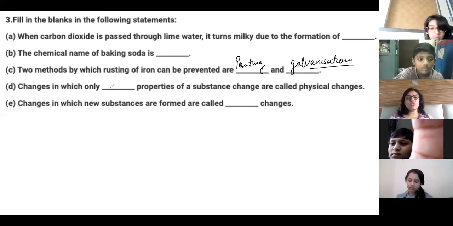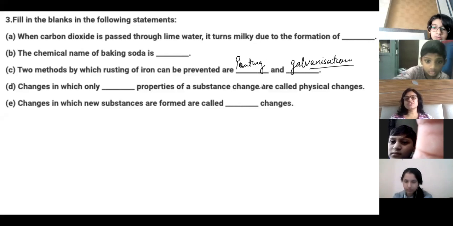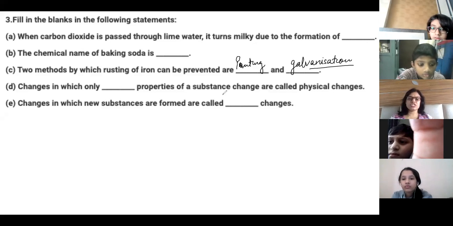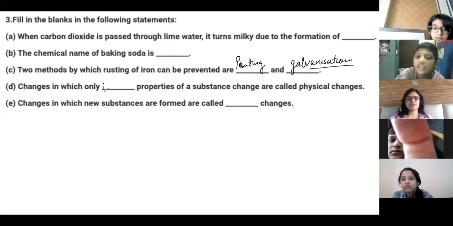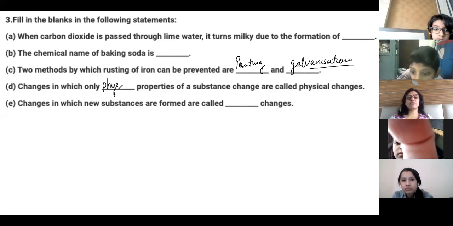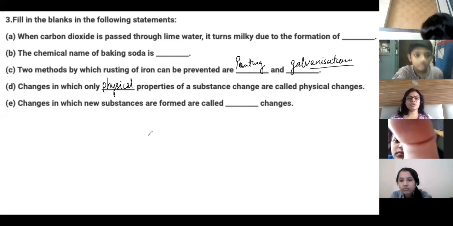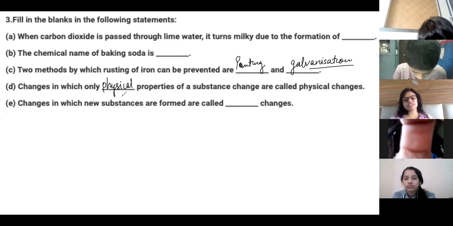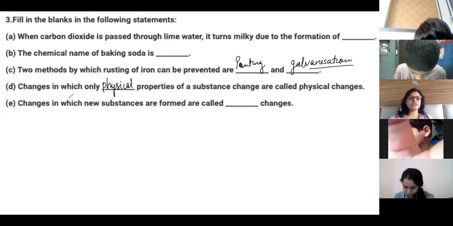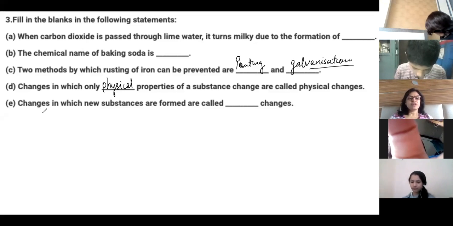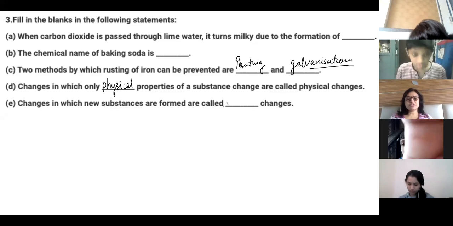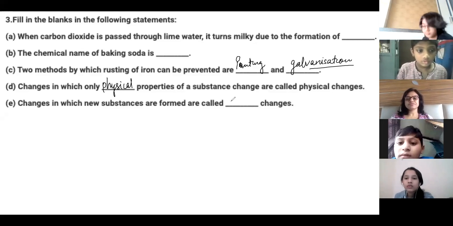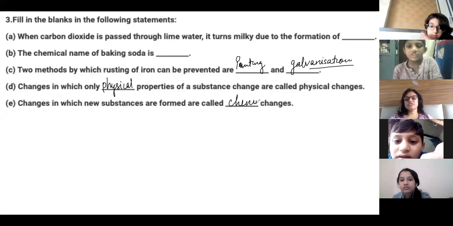Changes in which only dash properties of a substance change are called physical changes. What will I write over here? Physical properties. Shape, because physical properties include everything, shape and temperature, all those things. Changes in which new substances are formed are called chemical change.